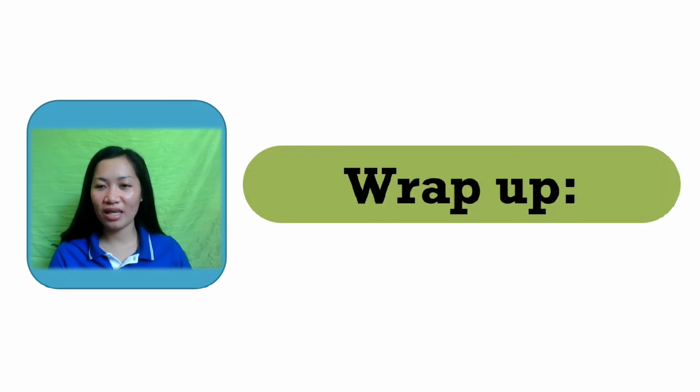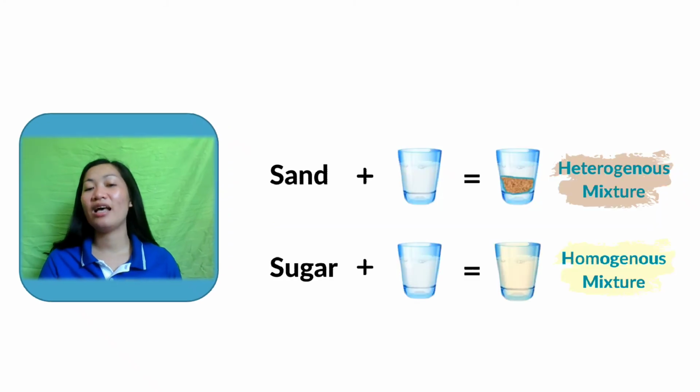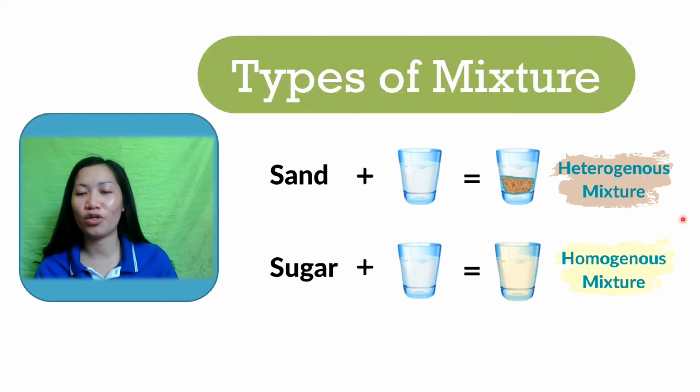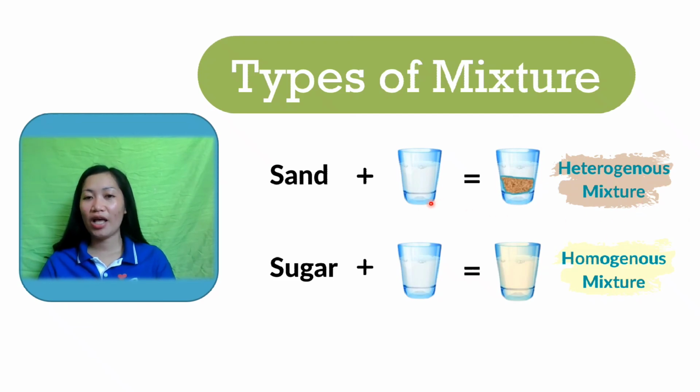Okay, to wrap up everything, this is our lesson for today. We talked about the heterogeneous mixture and the homogeneous mixture, which are the two types of mixture. When you say heterogeneous, meaning the different substances don't mix well or blend well, so they are not uniform. When we say homogeneous, meaning most or all of the substances that you mix, they mix together and blend together, or they are uniform. So meaning it's a homogeneous mixture.